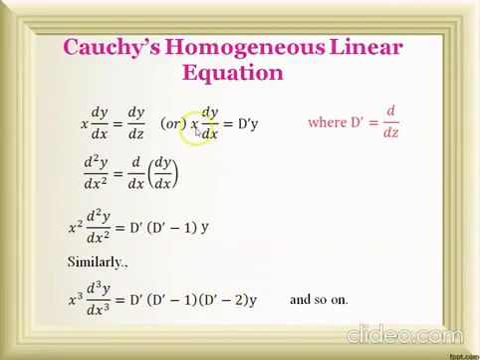Simply, we could take x into capital D is equal to d dash, because we can cancel out this y. We know very well d by dx is D. x into D is equal to d dash. x square into D square is equal to d dash into d dash minus 1. Likewise, x cube into D cube is equal to d dash into d dash minus 1 into d dash minus 2. These are all the replacements I am going to use in the problems.